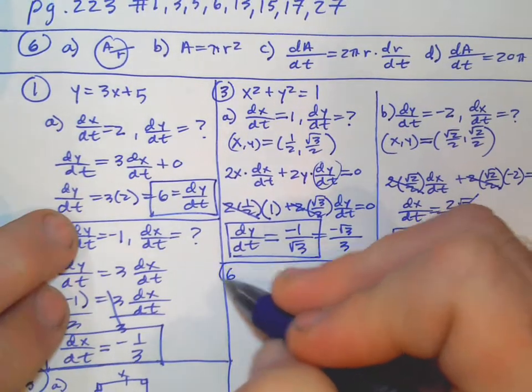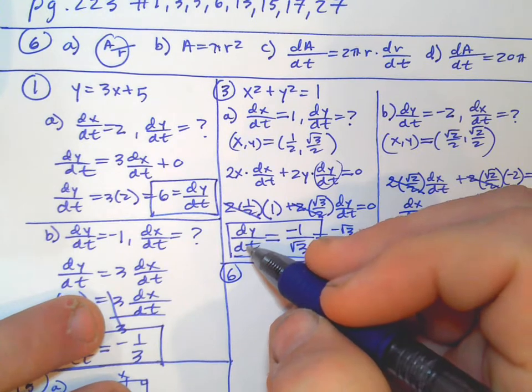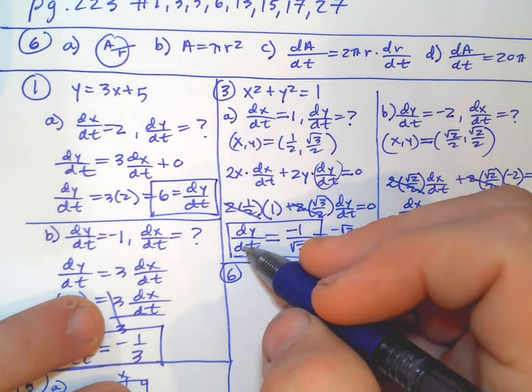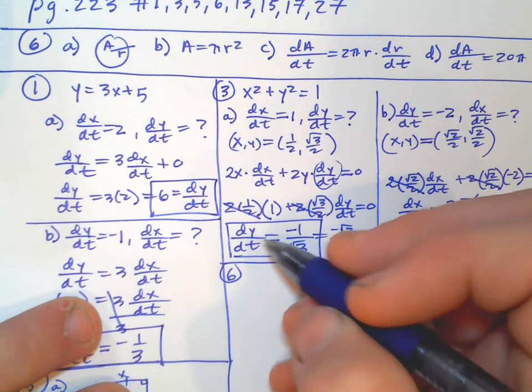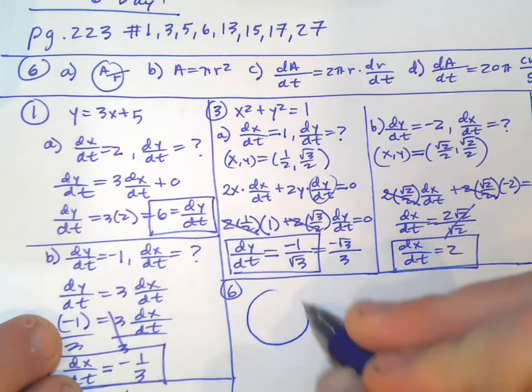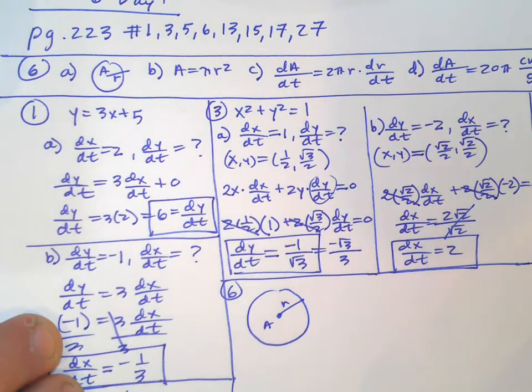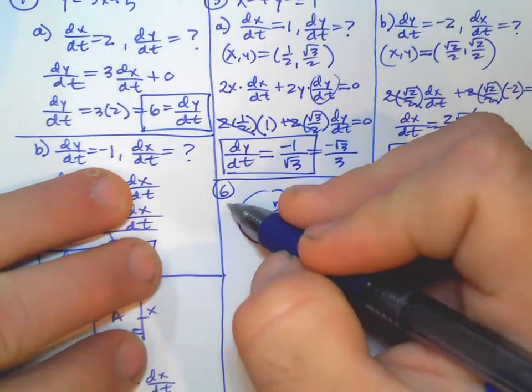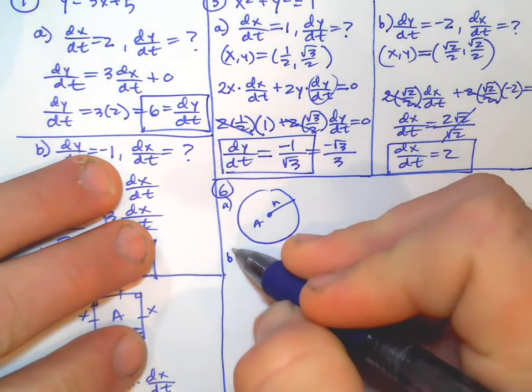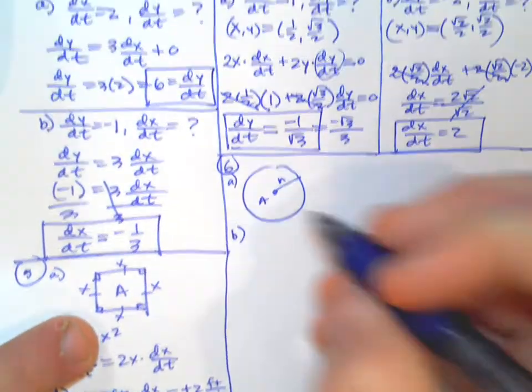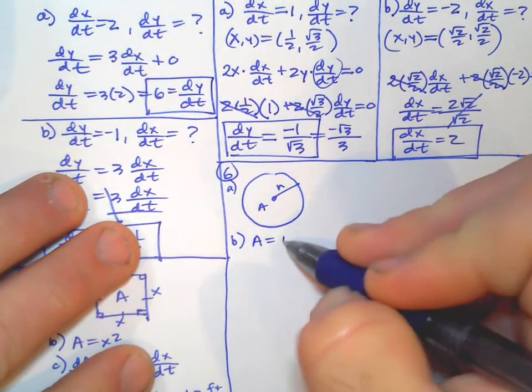Number 6, similar thing. It says let A be the area of a circle of radius r and assume that r increases with time. Draw a picture of the circle with labels A and r placed appropriately. Okay, so we need to draw a circle. Area, r, perfect. That's part A. Part B, write an equation that relates A and r. A equals pi r squared.